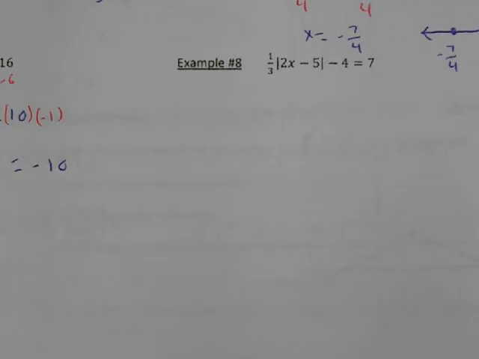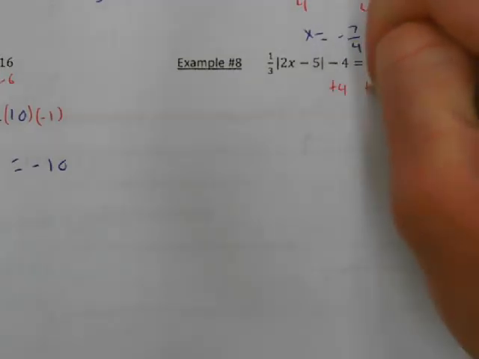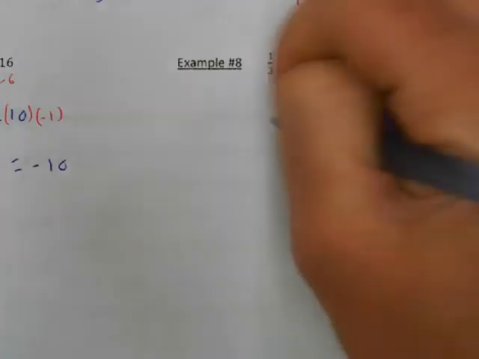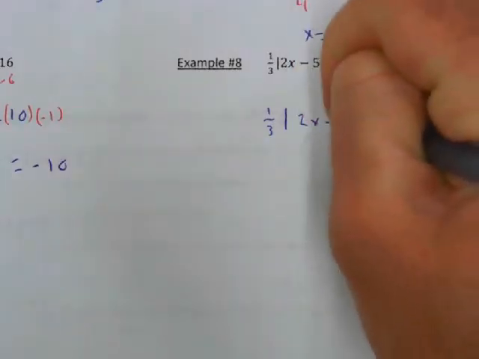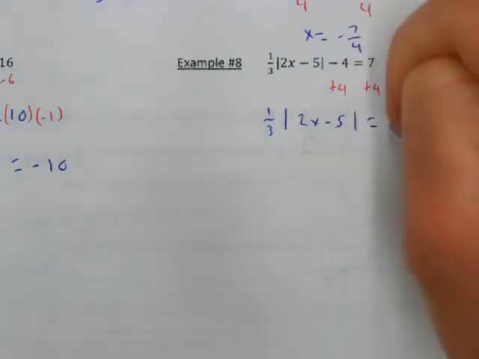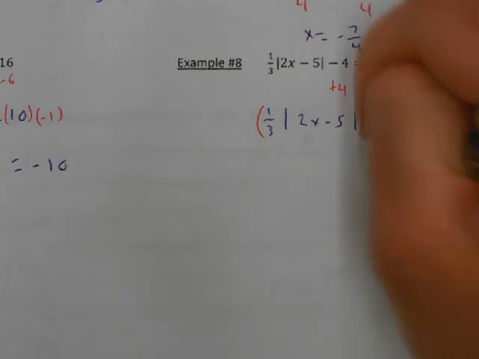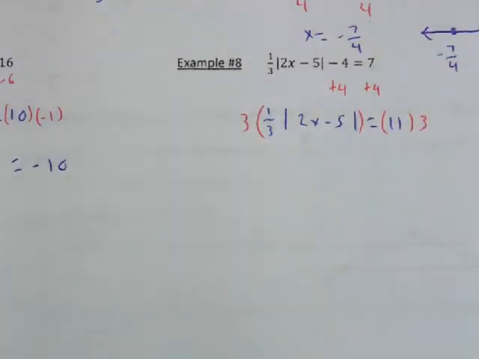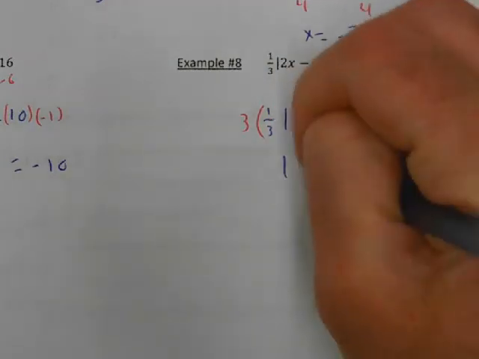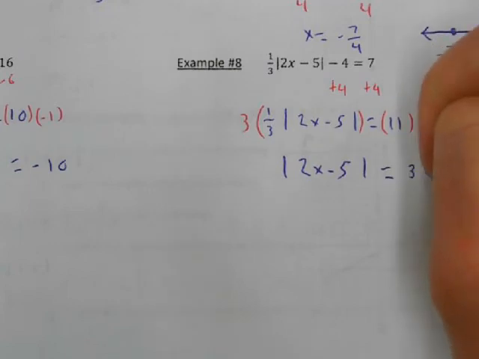Example number 8. Again, we want to get the absolute value part by itself, so let's just jump right into it and add 4 to both sides. And we get 1/3 times the absolute value of 2x minus 5 equals 11. And then next, to get rid of the 1/3, I want to multiply both sides by its reciprocal, which is 3 over 1, which is just 3. So then we get the absolute value of 2x minus 5 equals 33.